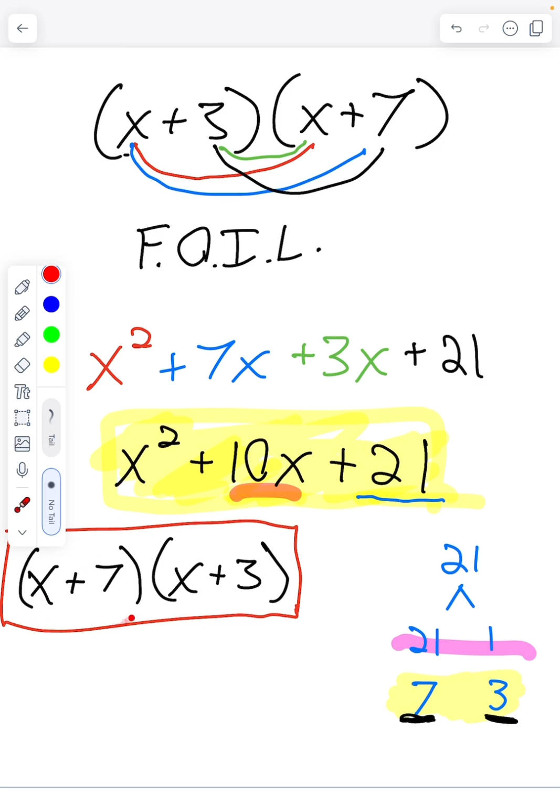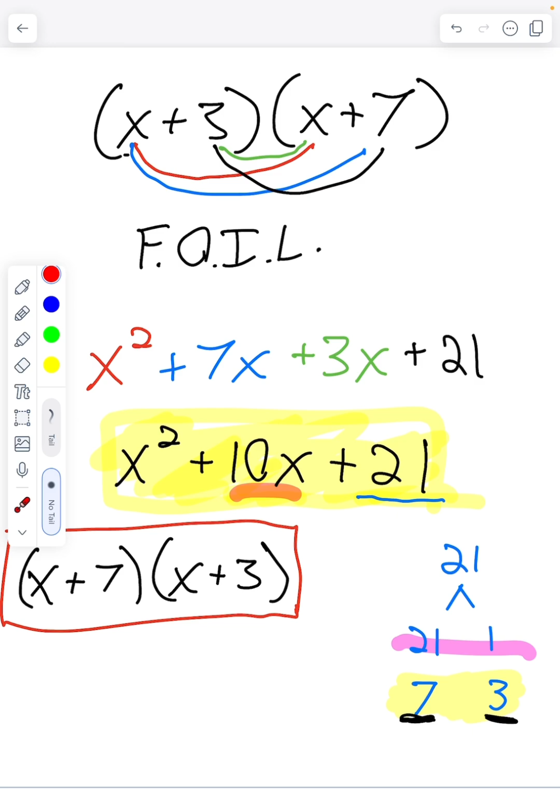Okay, that's why I end up with x and x, because if I went back to my FOIL, x times x is my first, will give me x squared. Then again, if I go to the outer and inner, so outer would be x times 3, inner would be 7 times x. That's going to give me my 10x here that I add together. And then my last term, L in the FOIL, will be 7 times 3 to give me 21. This is where I want to end up when I'm factoring.